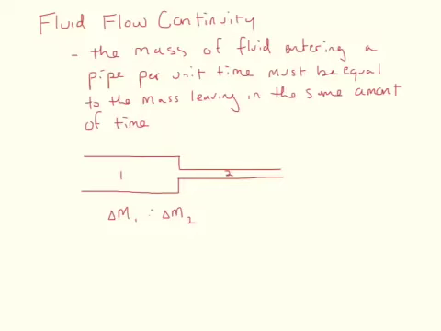That's the whole big idea of fluid flow continuity. Okay? So delta M1 has to equal delta M2. The rate of mass going in pipe 1 has to equal the rate of mass going out pipe 2. Alright, and we can calculate the rate of mass flow through the pipe by taking the density of the fluid times the rate of volume flow through the pipe. And so the density of the fluid at point 1 times the rate of volume flow at point 1 equals the density of the fluid at point 2 times the rate of volume flow at point 2.